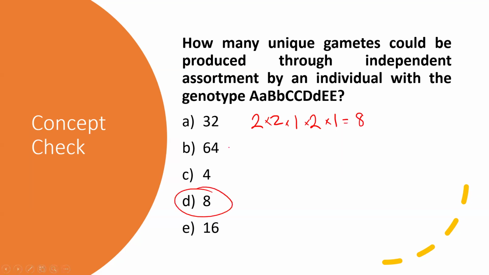Understand? It's not always 2, 2, 2, 2, 2, right? You have to see whether it's homozygous or what's the other word? Heterozygous. Very good.